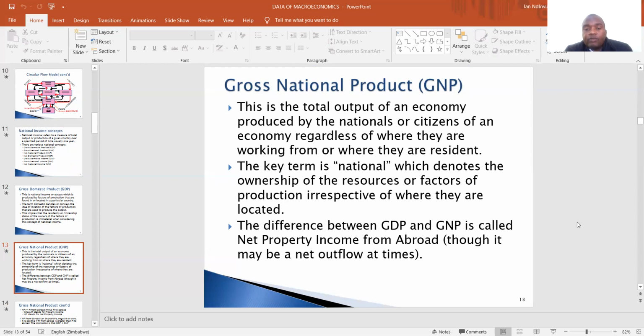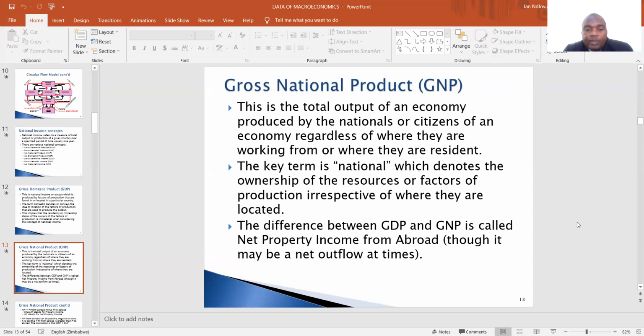If it is a net outflow, obviously, in essence, it will be net property income to abroad. If the figure is negative, in reality, it will not be net property income from abroad. It will be net property income to abroad.